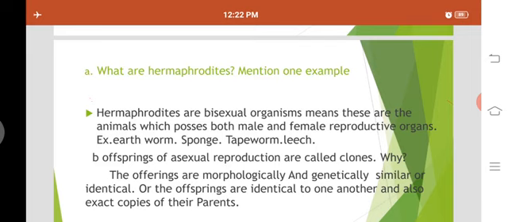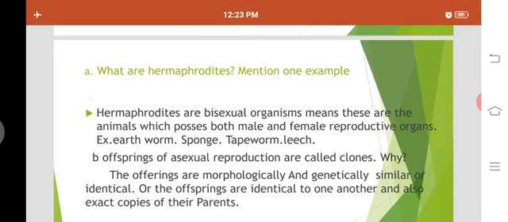Getting my point? The organisms which can reproduce asexually, and the offsprings produced by undergoing asexual reproduction, are morphologically and genetically similar or identical to each other, and also they are exact copies of their parents. Therefore, they are called the clones.